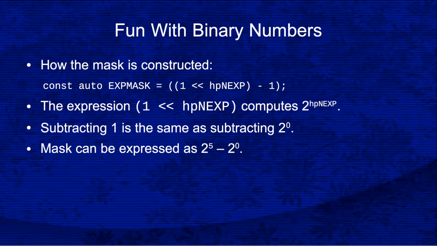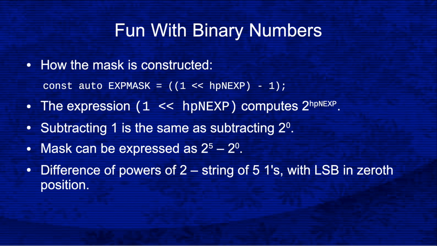So the expression used to create the mask can be looked at as 2 to the 5th power minus 2 to the 0th power. This expression, which is a difference of powers of 2, yields a string of contiguous bits set to 1 such that the string is 5 bits long and the least significant bit of the string is bit 0 of the integer mask being created.